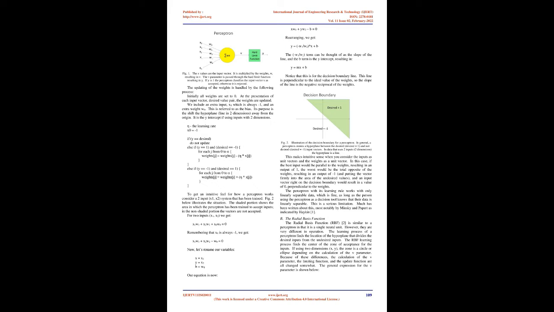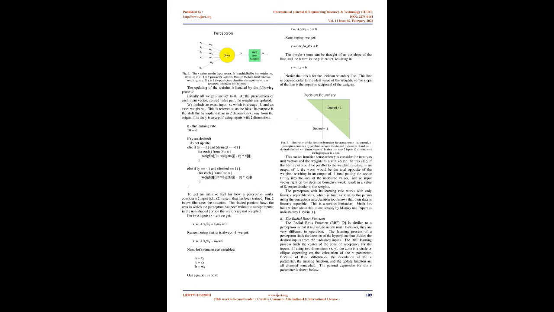x*w1 + y*w2 + b = 0. Rearranging, we get y = (w1/w2)*x + b. The w1/w2 term can be thought of as the slope of the line, and the b term is the y-intercept, resulting in y = mx + b. Notice that this is for the decision boundary line.